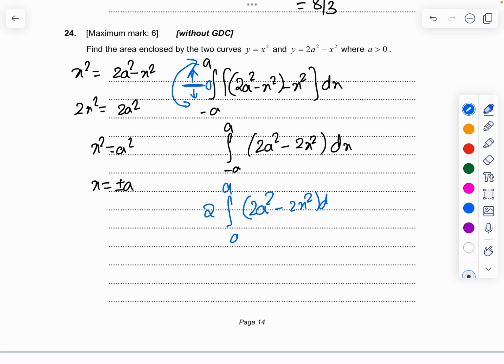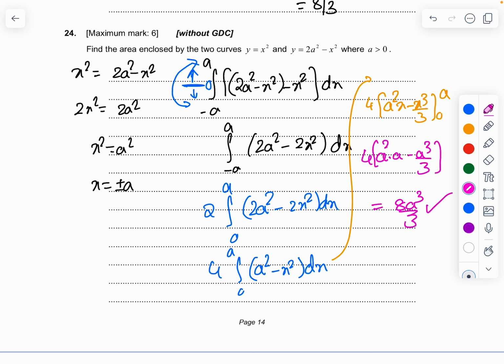So what does that become now? 4 times of a square x minus x cubed by 3 from 0 to a. If I make the lower limit as 0, it is easy for simplification. That is the reason I have done that. Without that also you can do a square times a minus a cubed by 3. 0, no need to simplify it out or no need to substitute. Therefore, 8a cubed by 3.